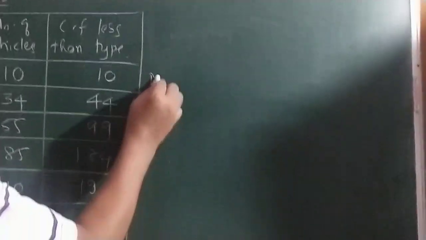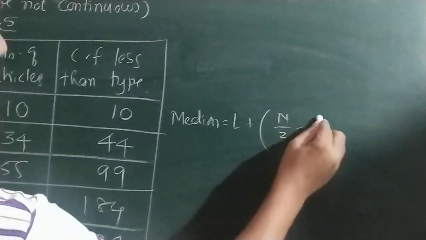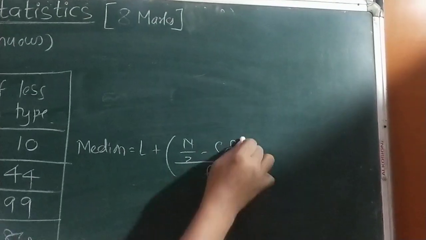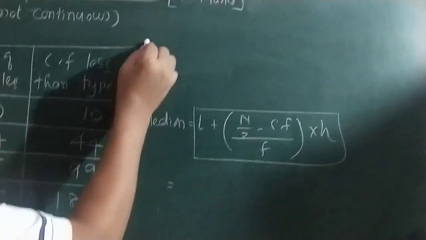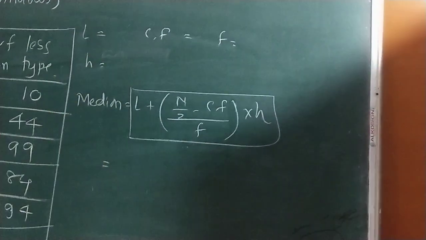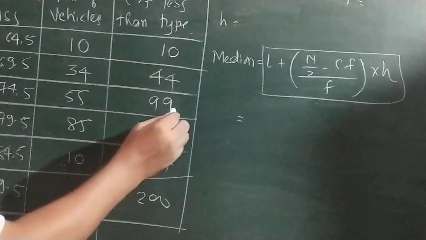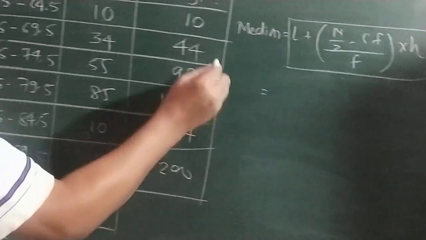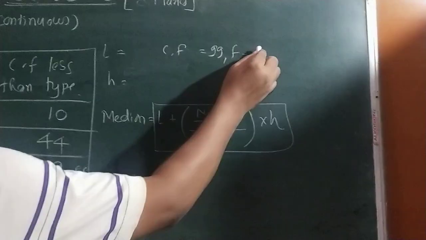Now the formula for median. Median is equal to L plus n upon 2 minus CF upon f into h. Okay. So L, CF, f and h. Now 100 is very important. 100 comes in between these two values, 99 and 184. So the smaller value is known as CF. So CF is 99. f is in front of the bigger value. So f is 85.